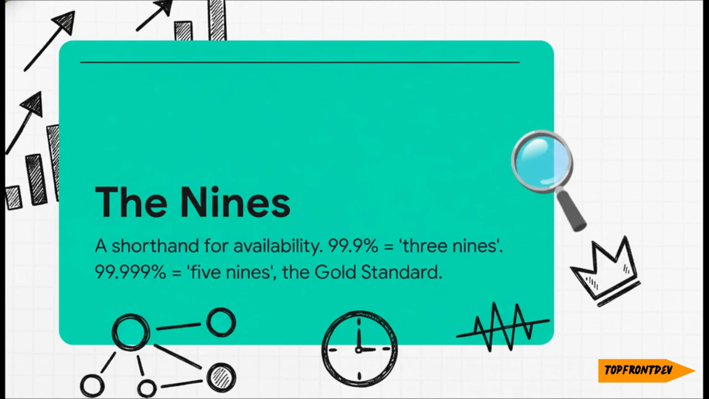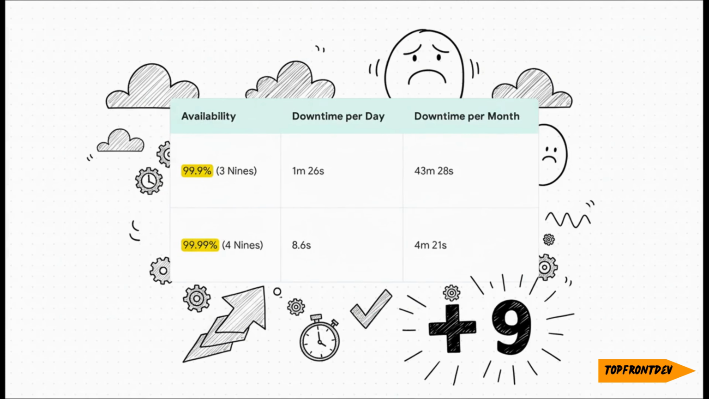Now, I know what you're thinking. That doesn't sound like a huge difference, right? Well, let's see what it actually means. Okay, now this is where it gets crazy. Look at the difference just one more 9 makes. At 3 nines, you're allowed about 43 minutes of downtime a month. But jump to 4 nines, that plummets to just over 4 minutes. Per day, you go from 1.5 minutes of acceptable downtime to less than 9 seconds. That one extra 9 completely changes the game.